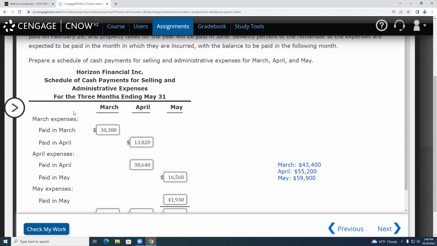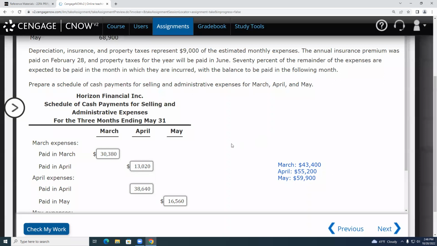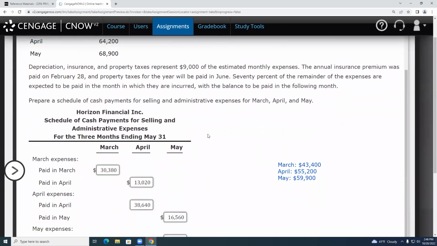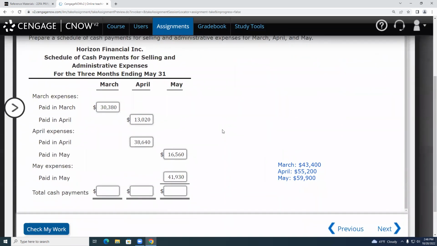So why didn't we include part of February's expenses? My assumption is this was a new company in March. If not, does it say? Yeah, there it is, first 3 months of operations. If this was not a brand new company, if it was a continuing operation, then we would have included here the 30% carryover from February. So you always need to keep that in mind. And let's go ahead and add down to come up with our total cash payments for each of these 3 months.